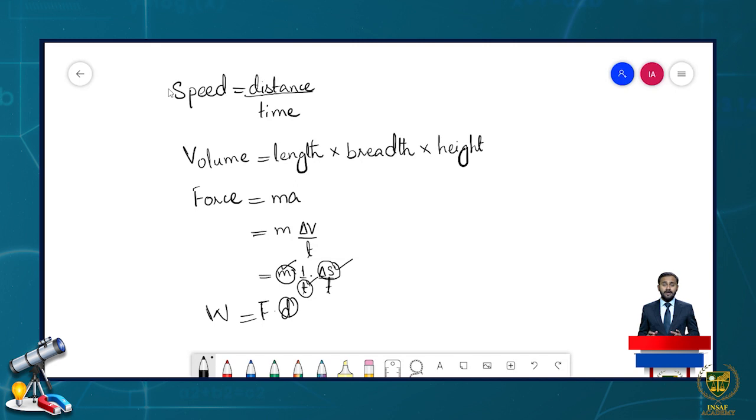So three base quantities are involved here as well, and these base quantities are mass, time and length. In this way, these three base quantities combine to form a derived quantity, which is work. So I hope from these formulas it is clear which base quantities are involved in each derived quantity. Now let's move towards the next question, which is 1.5.